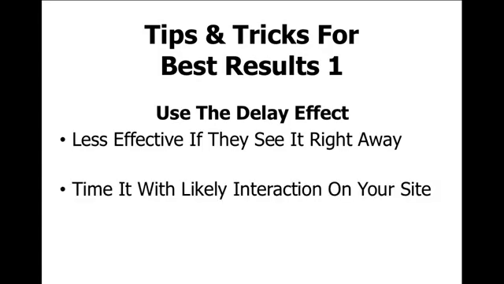Not saying you won't get results from 0, and by all means test all different settings and find out what works for you, but we found that it's most effective if you use a bit of a delay. And it's especially effective if you can time it with an likely interaction on your site. For example, if there's a video on the page you're showing it on, and you know that most people who go to that page watch the video, it might be good to time your Covert Action Bar pop-up until you know that people are well into that video.